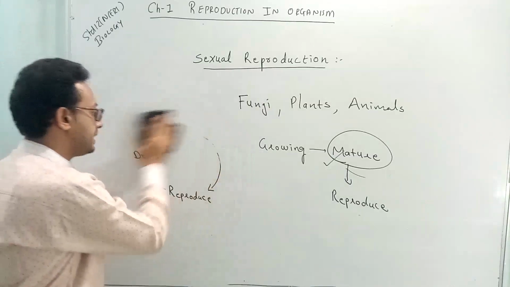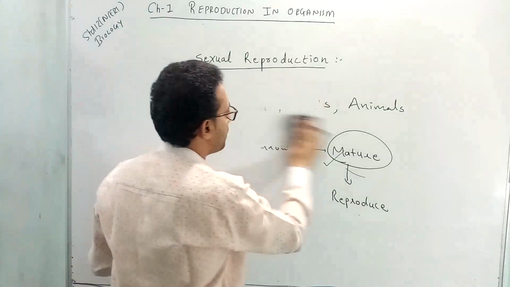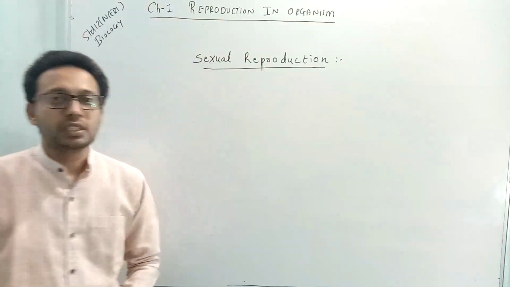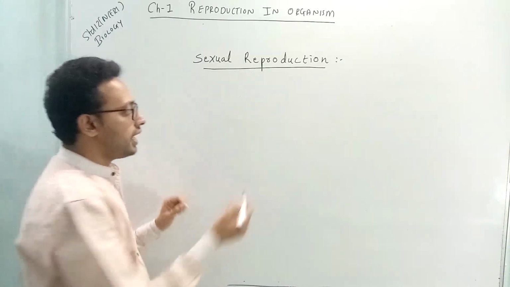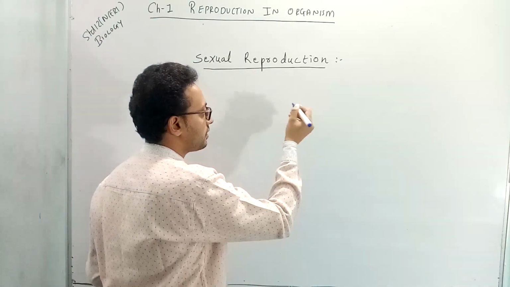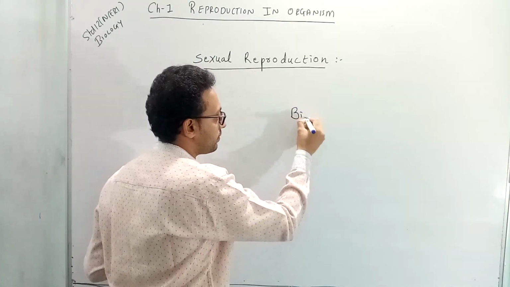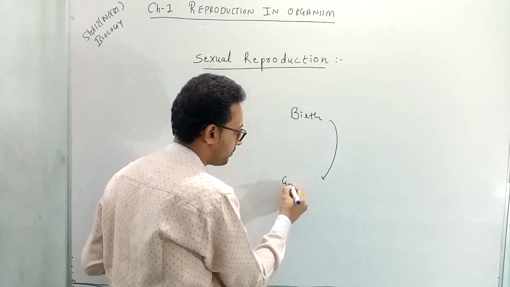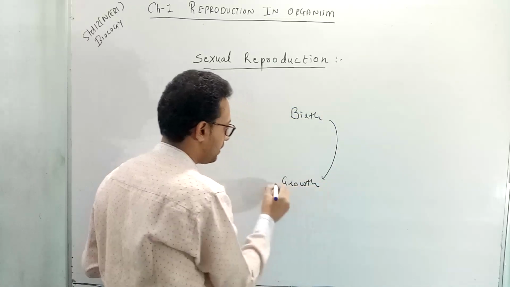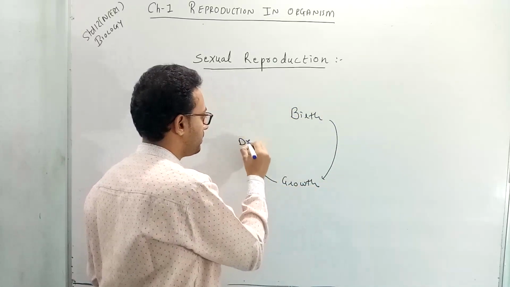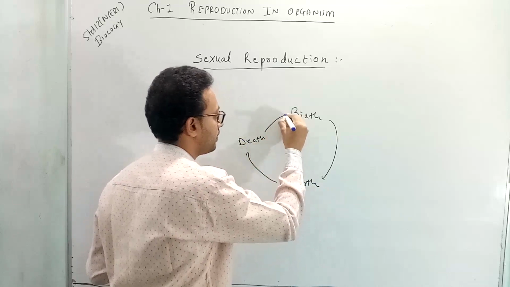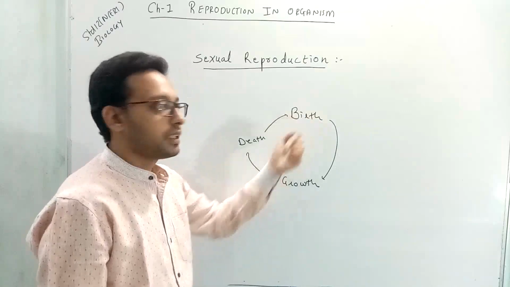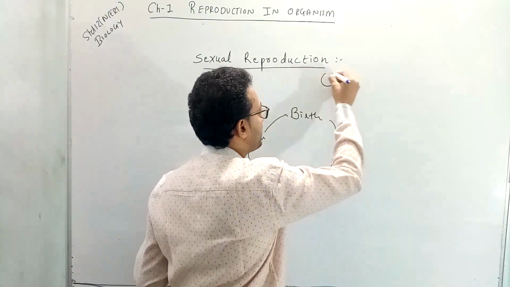So we will learn the basic cycle of the living organisms which are reproducing sexually. So I will just draw a basic cycle. First, it's a birth, then it's a growth, then it's a death for a living organism. Now see how the birth occurs. Clear? Now you know how the birth occurs in sexual reproduction.